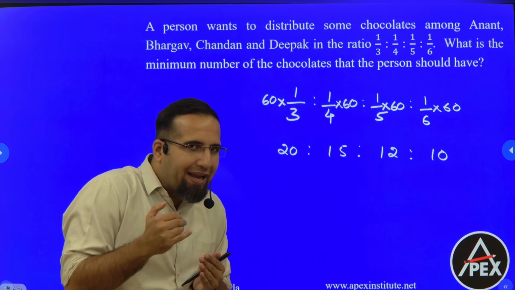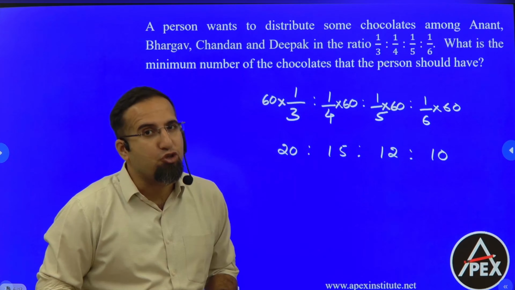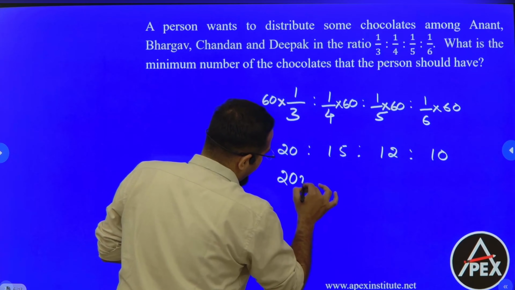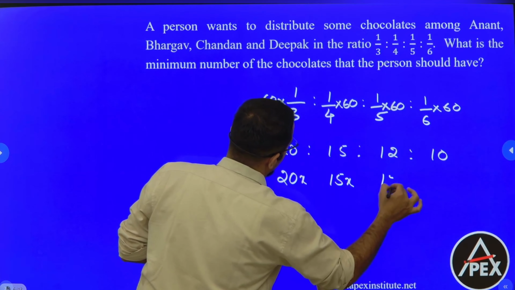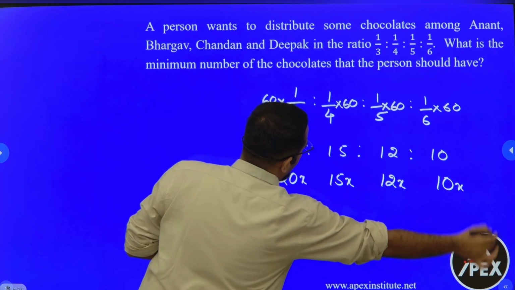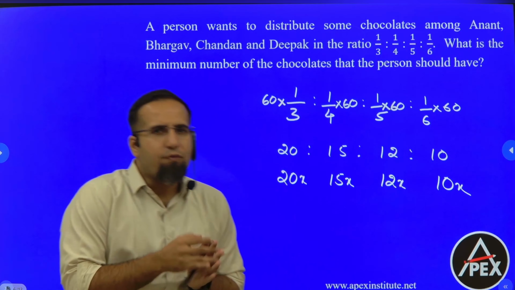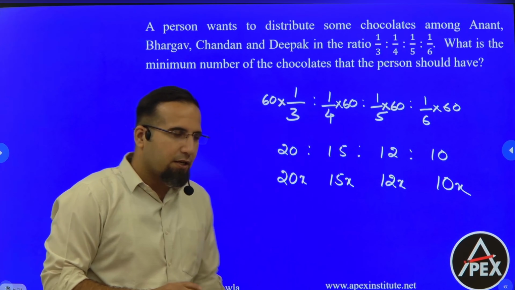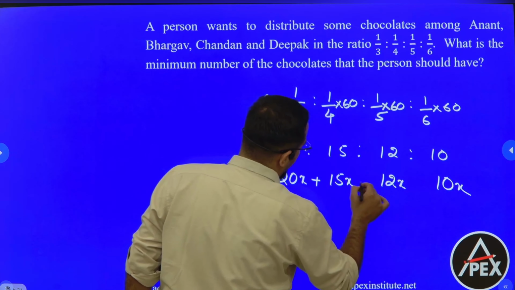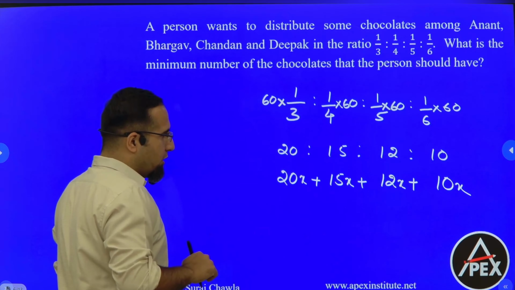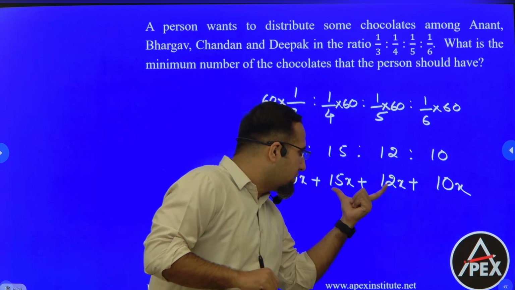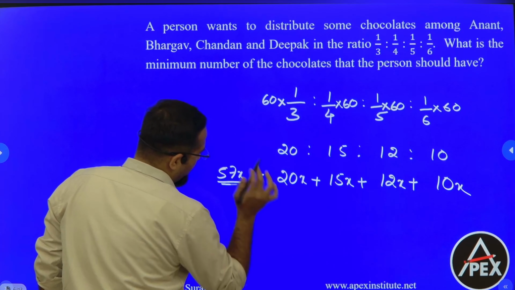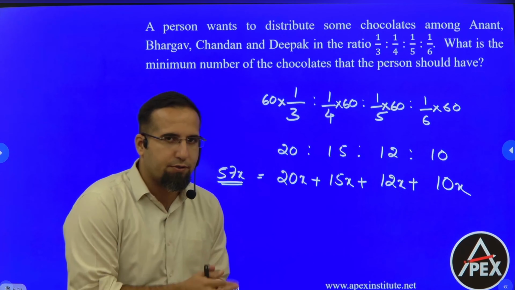Now we know that number of chocolates is always an integer. Okay? So therefore this guy would have 20x chocolates, this guy would have 15x chocolates, this guy would have 10x chocolates and 12x chocolates. Now if I want number of chocolates to be minimum, we want the minimum possible value of x. ठीक है, तो पहले ये निकाले थे total number of chocolates का value क्या होता है: 20 plus 15 is 35, 35 plus 10 is 45, 45 plus 12 मतलब 57x should be the value of number of chocolates.